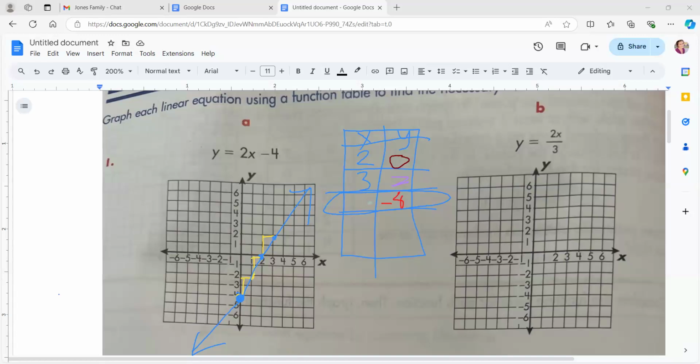Now, there's something else I want to show you here. Okay, let's just keep going in order. If x is 4 and if x is 5. If x is 4, what will y be? 2 times 4, take away 4. What's 2 times 4? 8. And then 8 take away 4 is 4. All right, so if x is 4, y will be 4. Do we see that on the graph? Is that true right here?